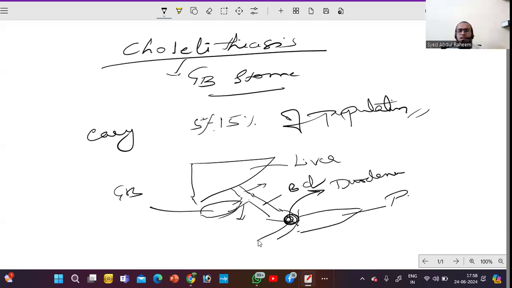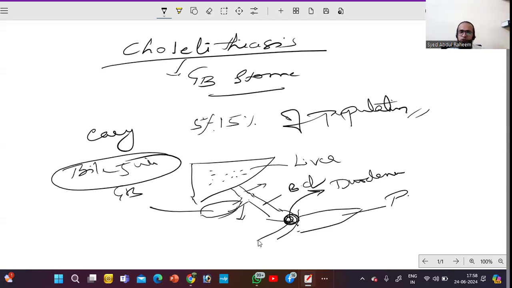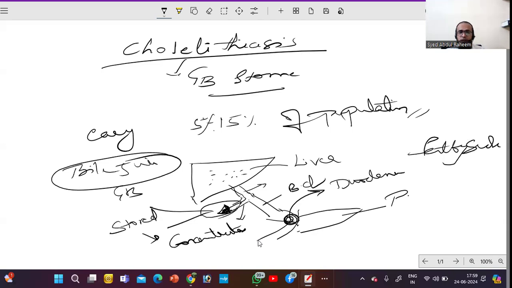So basically the liver will produce bile juice according to the requirement of the body, and it will enter into the gallbladder and be stored. Initially it is stored, later it will become concentrated. Whenever bile juice is required to digest the fatty substances, the gallbladder will release an amount of bile juice to digest them.